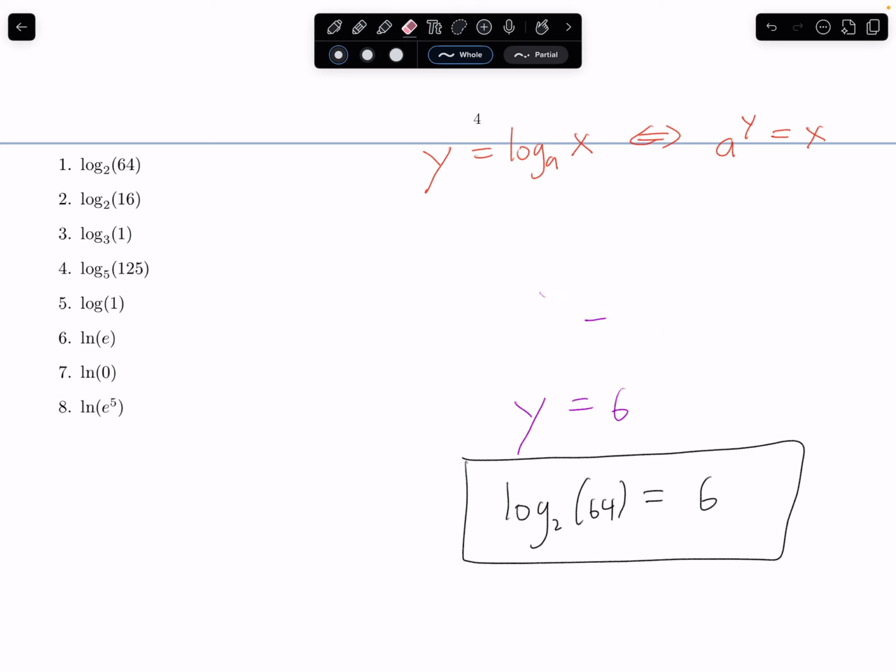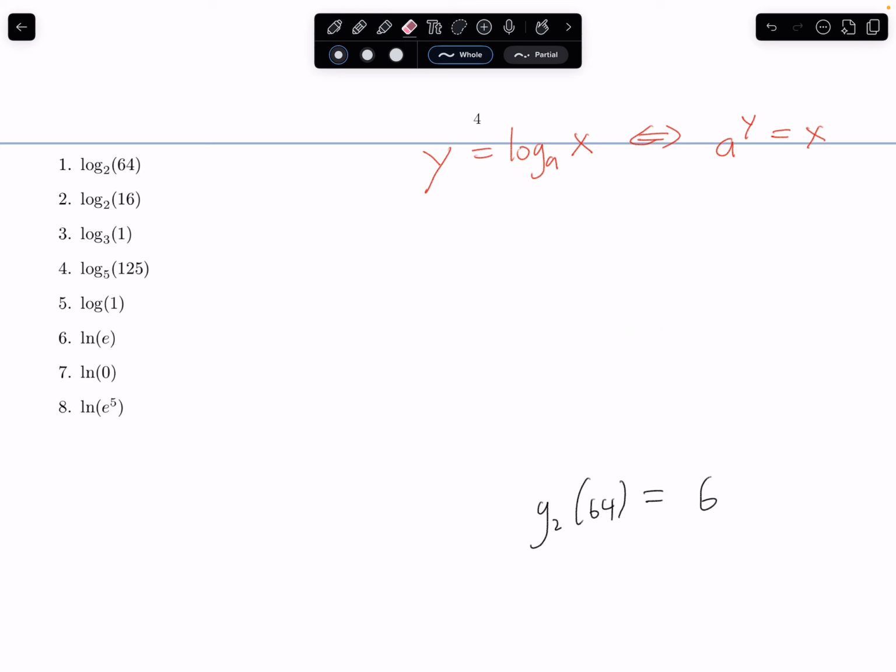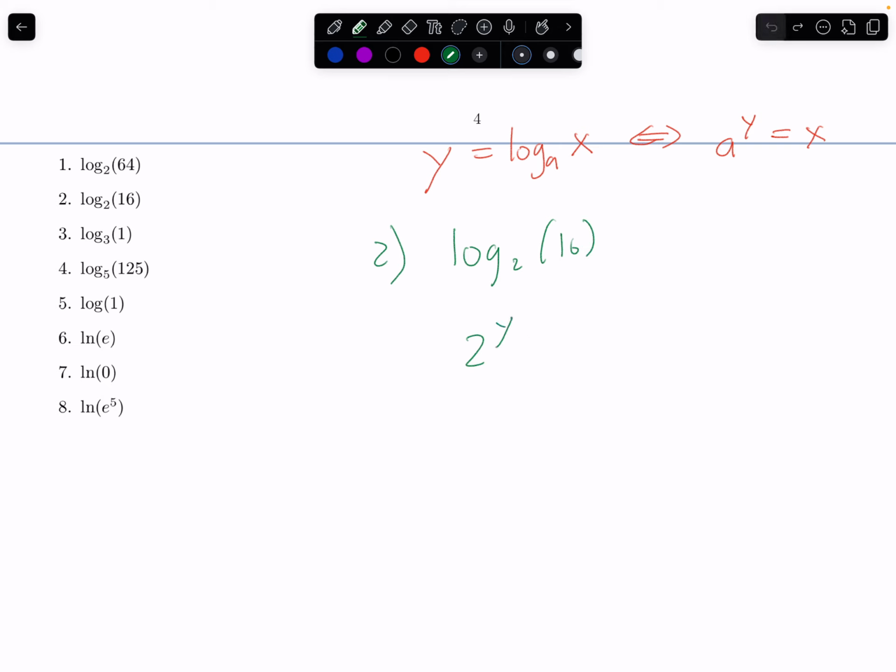Okay, I'm going to speed things up here a little bit because after doing that first one, you kind of get the idea, right? So let's go with the minimum amount of work that you should probably show. This is number 2. Log base 2 of 16. Oh, it's even easier. Basically the same question, right?